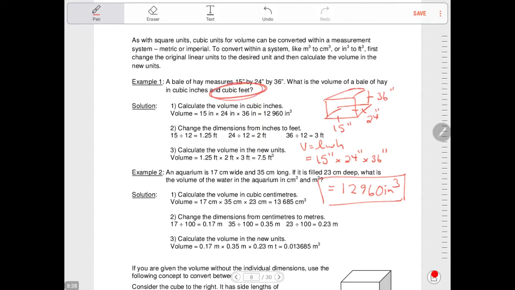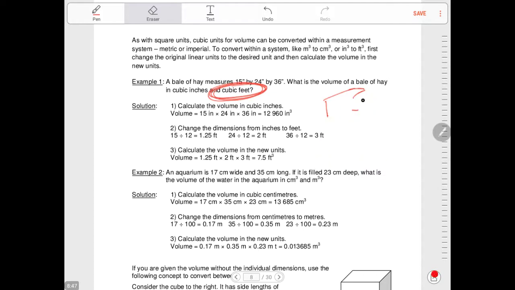They also want this in cubic feet. Now again, you should have your formula sheet with you. But it's nice to know here that, and we have done all this before, there's no big deal here. This was covered in a previous unit, that we know how to change inches into feet. Okay, so if you take the 15 inches and you divide that by 12, that will give you 1.25 feet. If we take the 24 inches and divide that by 12, that will give you 2 feet. And if you take 36 inches and divide it by 12, that will give you 3 feet.